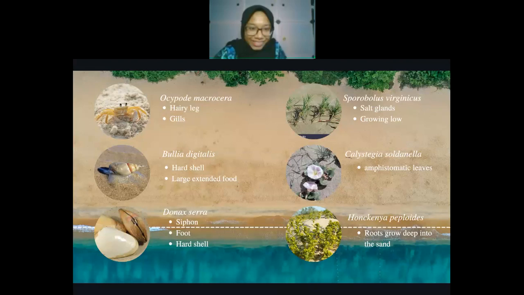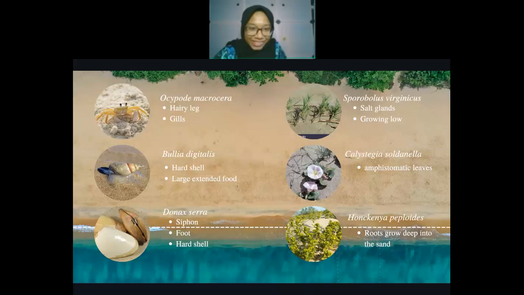Next is the Calystegia soldanella. This species has amphistomatic leaves, where the stomata are located on both sides of the leaf. Due to that, the species can exchange gas whenever they are buried in sand, as long as some of their leaves are exposed to the air. Lastly is the Honckenya peploides.